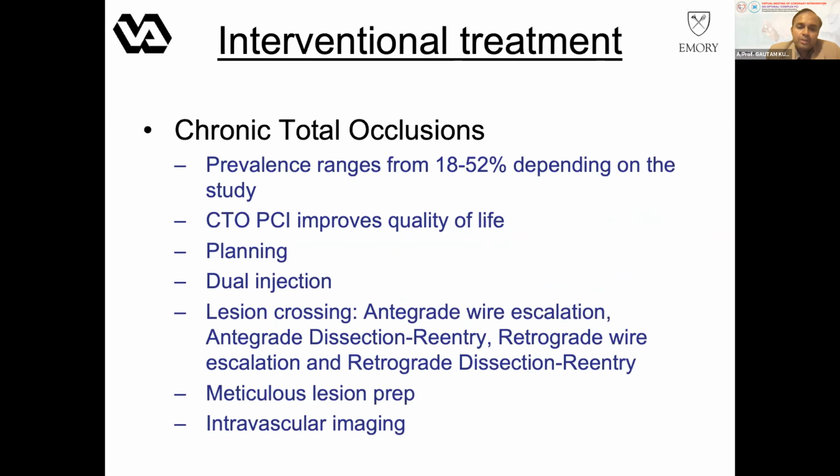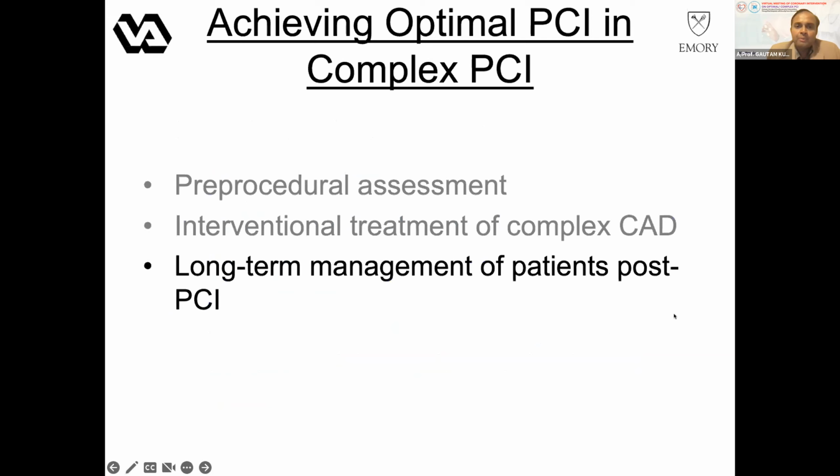For lesion crossing, these are your 4 major techniques: antegrade wire escalation, antegrade dissection reentry, retrograde wire escalation, and retrograde dissection reentry. Meticulous lesion prep is essential with imaging prior to stenting. So again, that's basically a summary of CTO PCI.